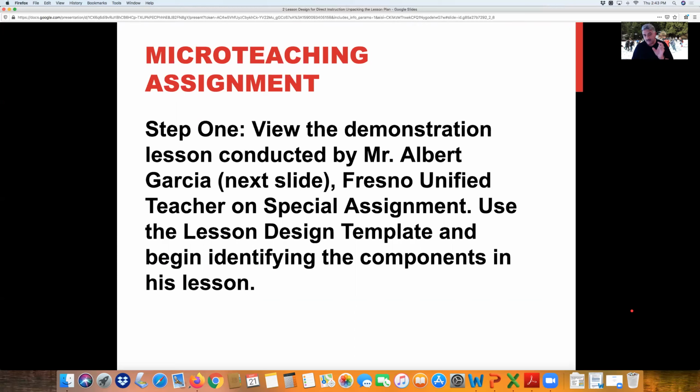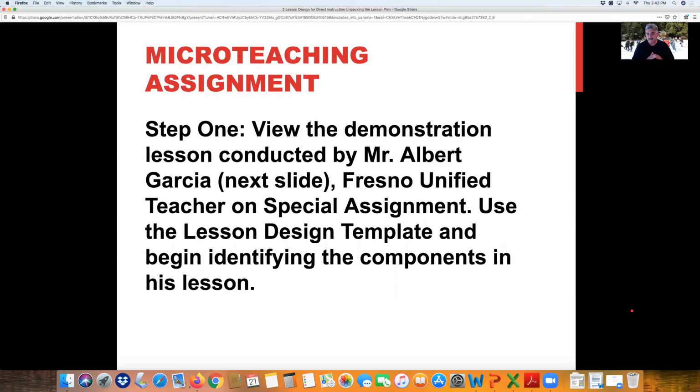I am going to talk about micro-teaching a little later when we get together on Zoom. And I'm going to talk a little bit about that assignment. I'm going to ask you to start on this assignment, at least do the first part, which has to do with identifying the different lesson components in a video that we have included in that assignment.